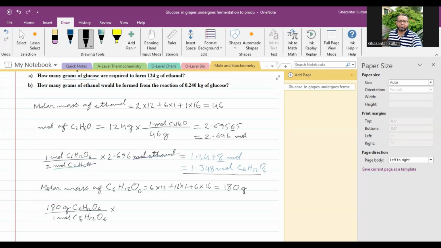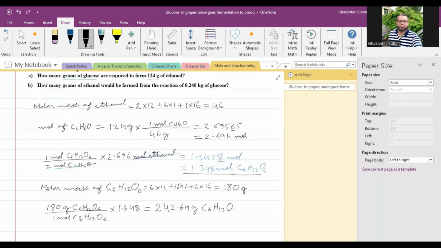C6H12O6. And how many moles are there? There are 1.348 moles. So after calculation, we can get 1.348 multiplied by 180. So we need 242.64 gram of glucose.